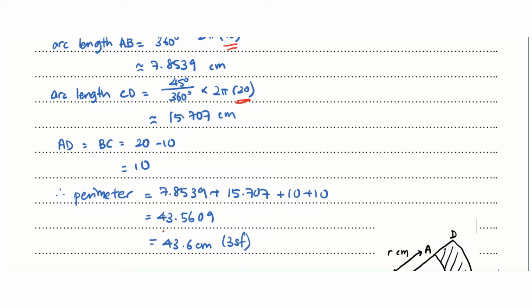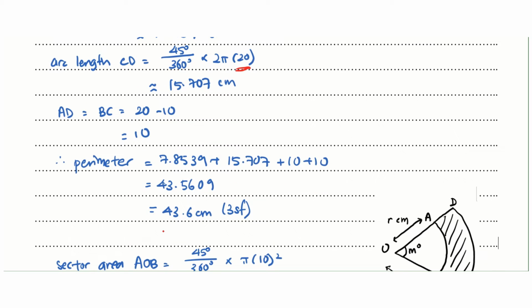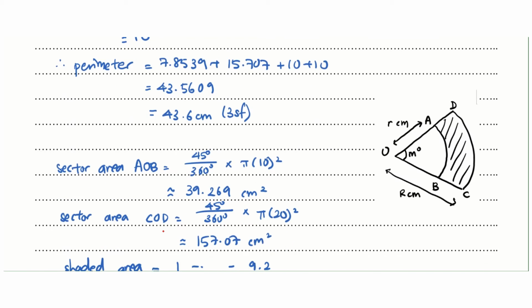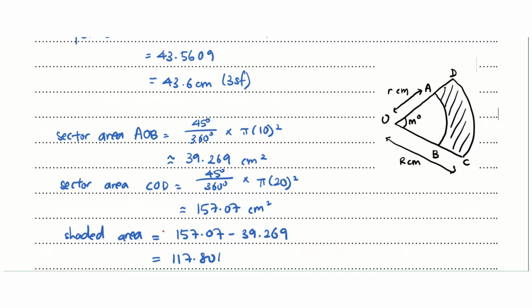Let us now take a look at finding the area that we want. In order to determine the area, we need to find the area of the larger sector and then take the difference and minus off the smaller sector OAB. So when we first find the sector area of AOB, we will take 45 degrees over 360 times pi r squared, where the radius is 10.